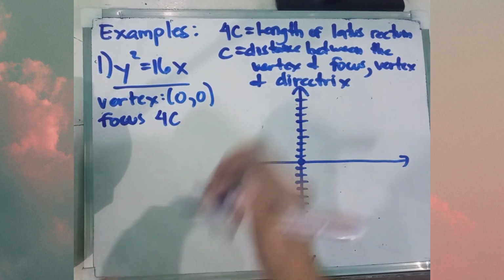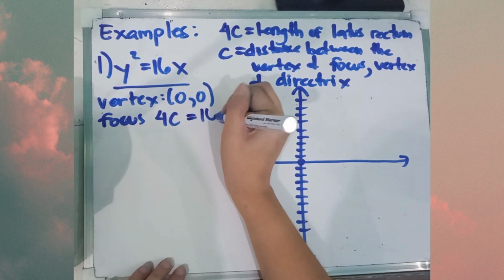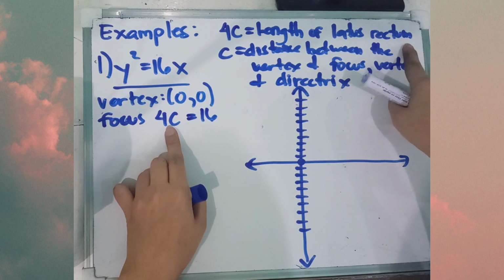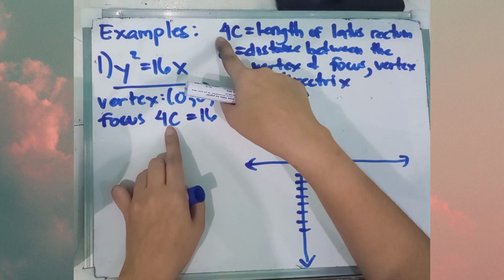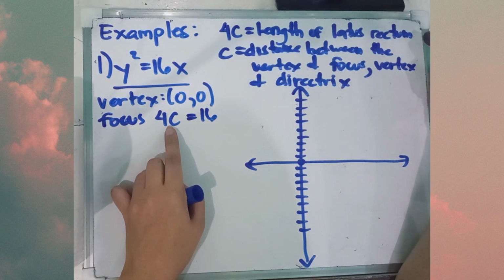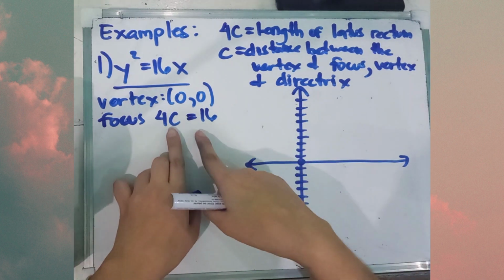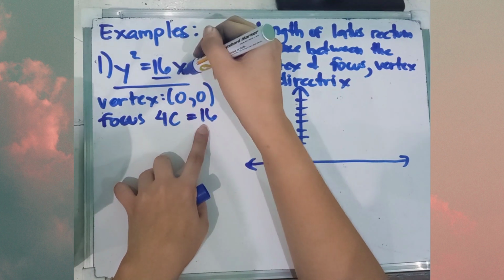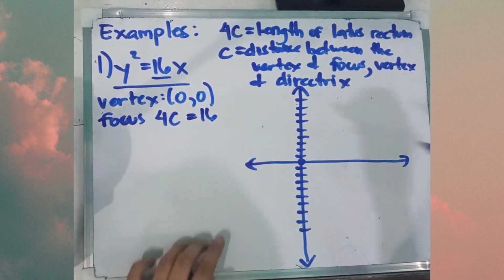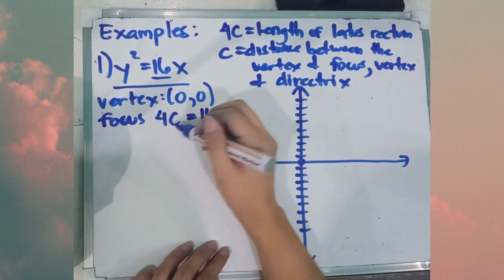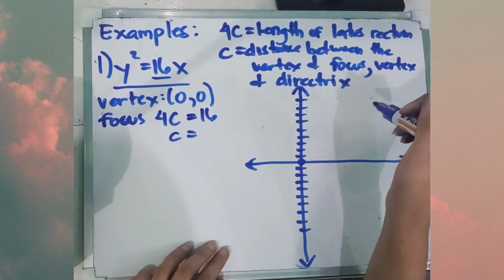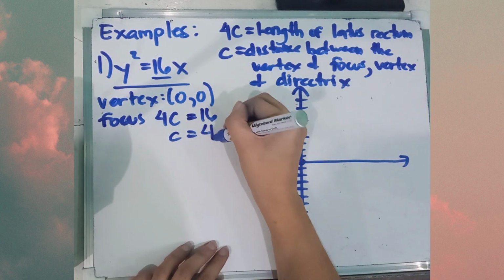So that's 4C equals 16. Why? Because the length of the latus rectum is denoted by 4C. And since the latus rectum passes through the focus, we have 4C equals 16. Dividing both sides by 4, we will know that C is equal to 4.